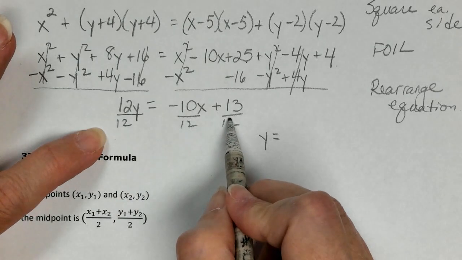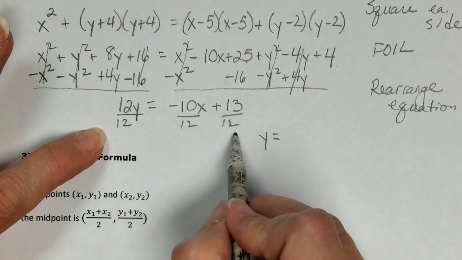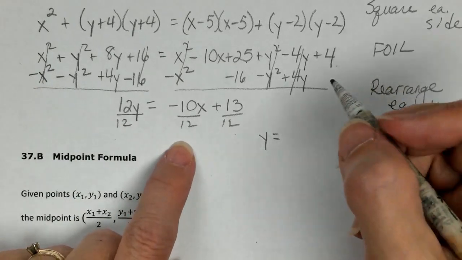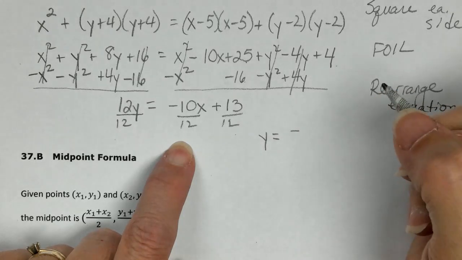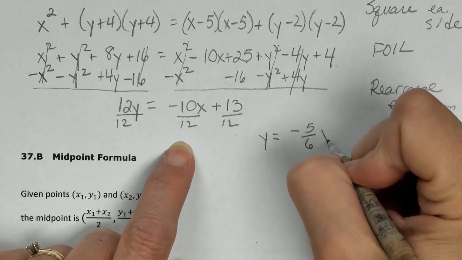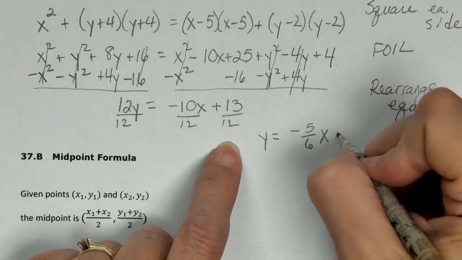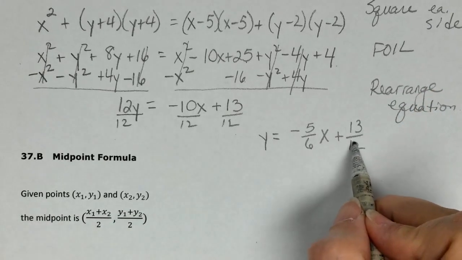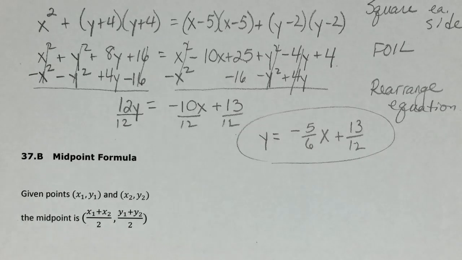I added like terms there. Now I'm dividing everything by the coefficient of y, and this is going to reduce. It's negative. They're both even, so we have 5/6 x. This one doesn't reduce, so that is our equation. And that's it.